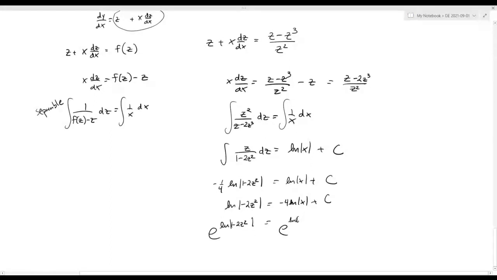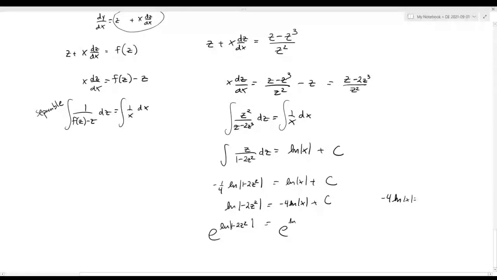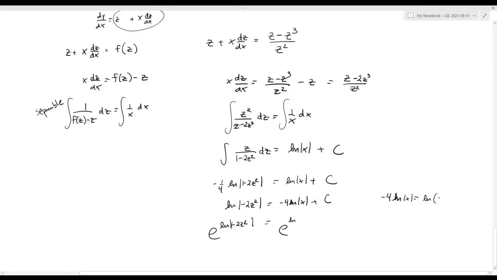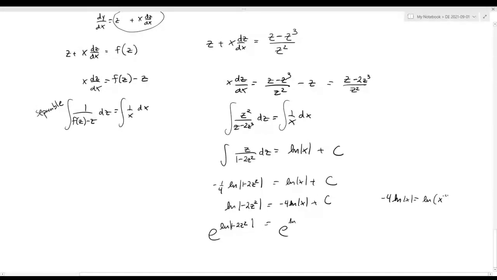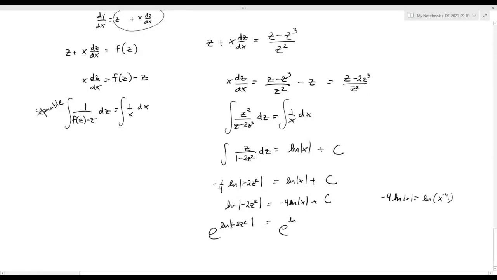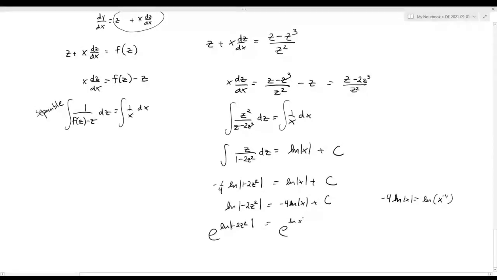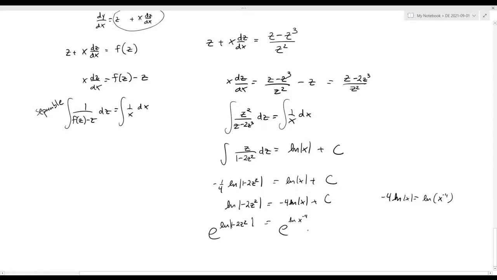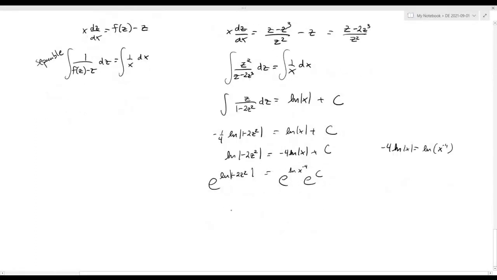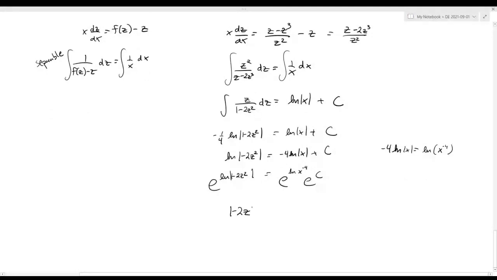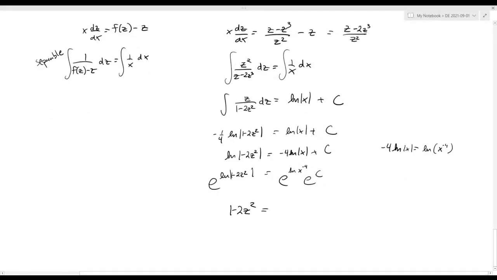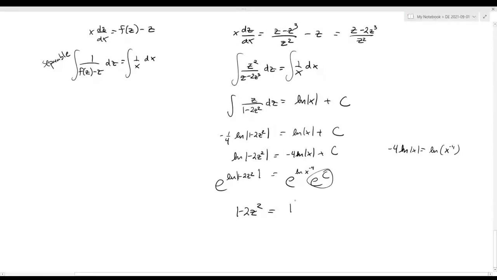Here are the properties of logs. So I'm just going to use the fact that, by properties of logs, I can raise this x to the power of -4, and then times e to the c. All right, so we get rid of the logs this way. e to the c just becomes an arbitrary positive constant.